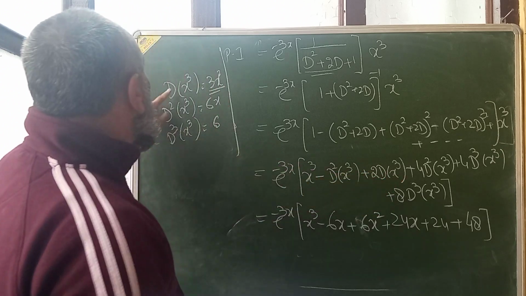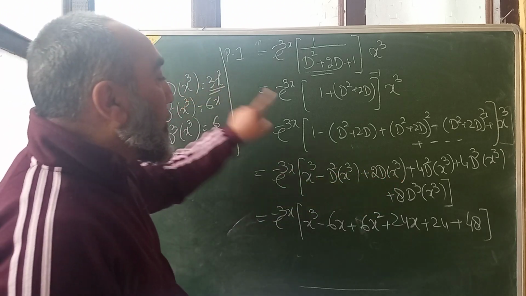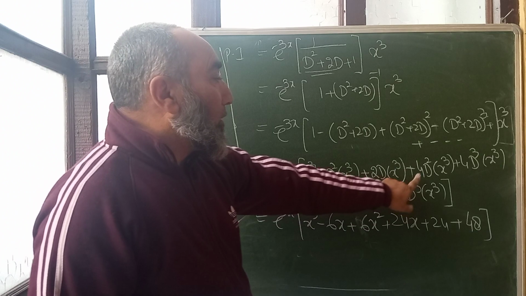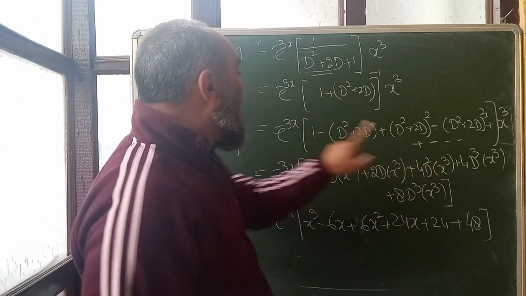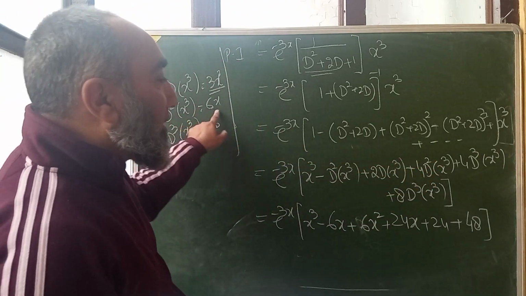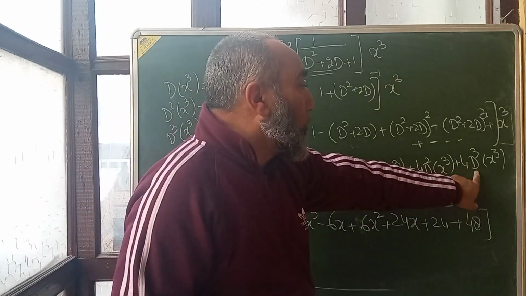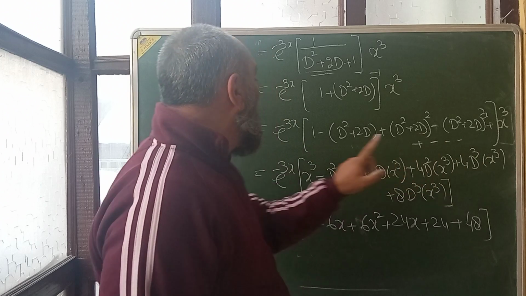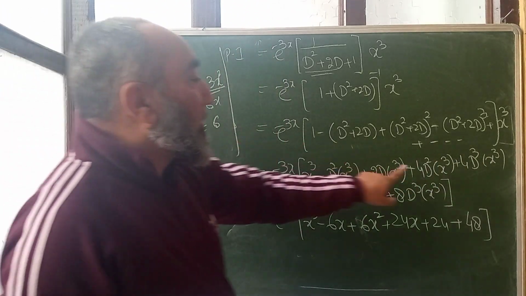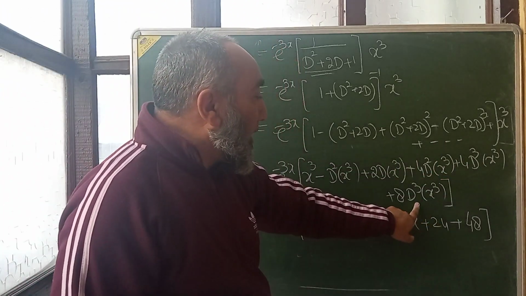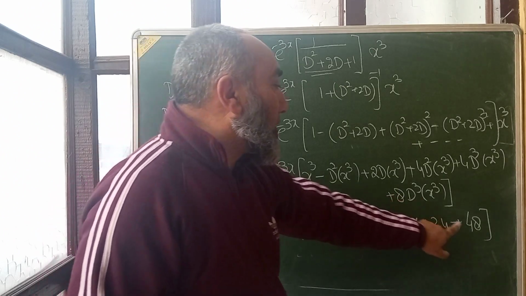d of x cube. See, d of x cube is 3x square. 3 into 2 is 6x square. Then 4 is as it is. d square of x cube is 6x. So 6x into 4 is 24x. Then d cube. 4 is as it is. d cube is 6. 6 into 4 is 24. Then again d cube. It is 8 into 6, 48.